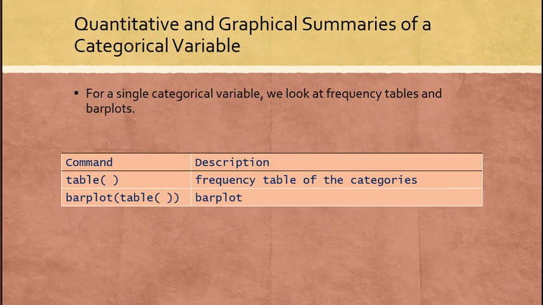Alright, so let's look at one first. Let's talk about a single variable. For a single categorical variable in R, the two main commands we'll deal with are table and barplot. The table command is nice for a categorical variable in that it'll give you the frequency table of the categories. And if you take that command and put it into a barplot command, you'll get a bar plot.